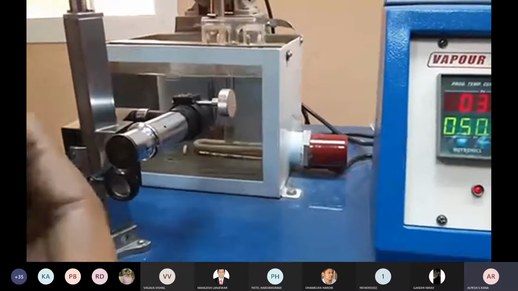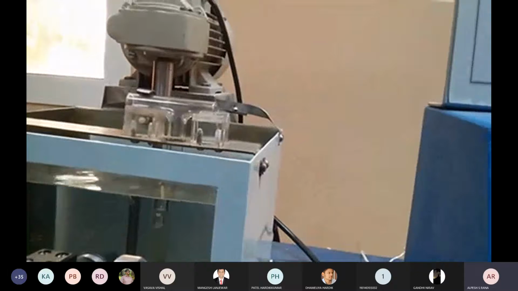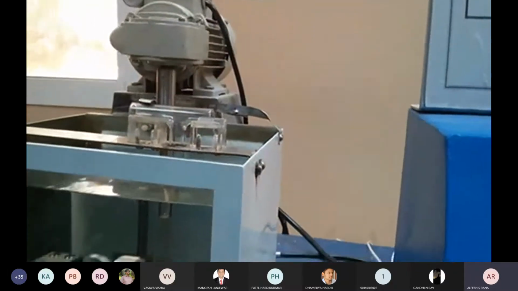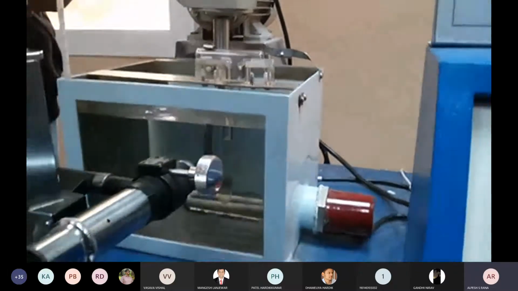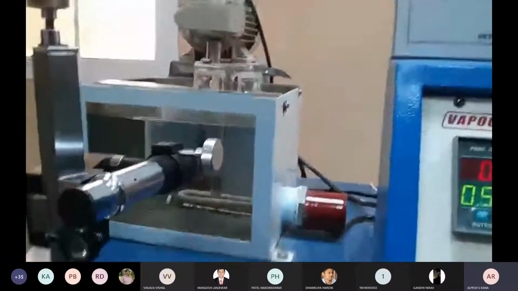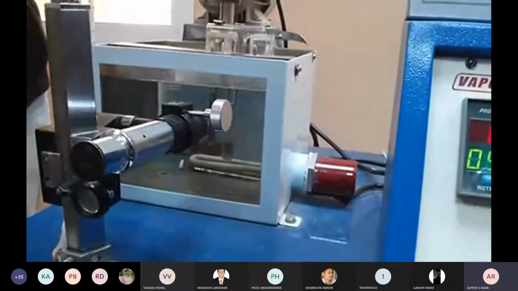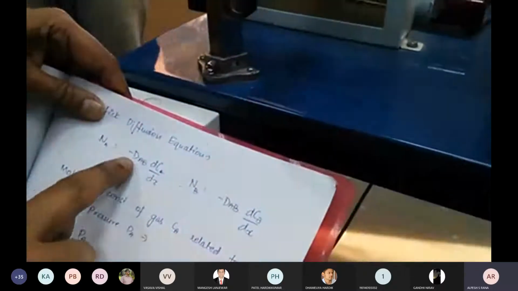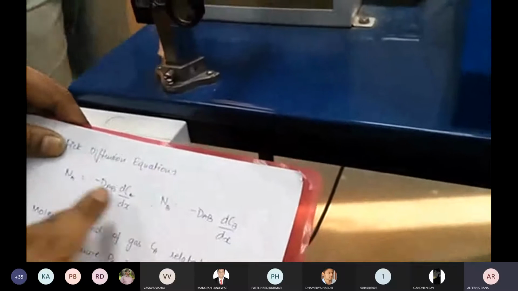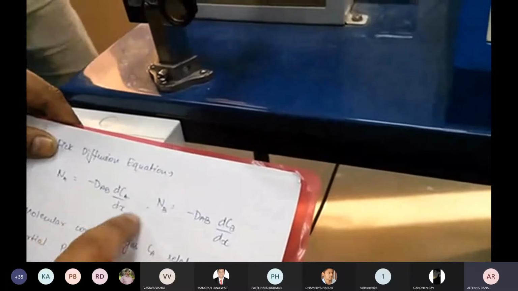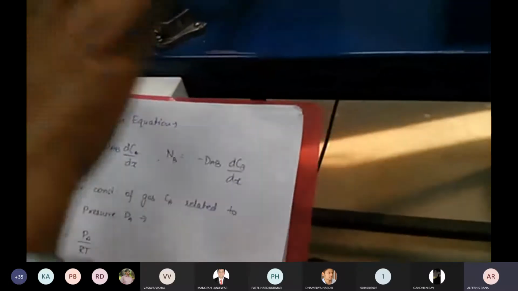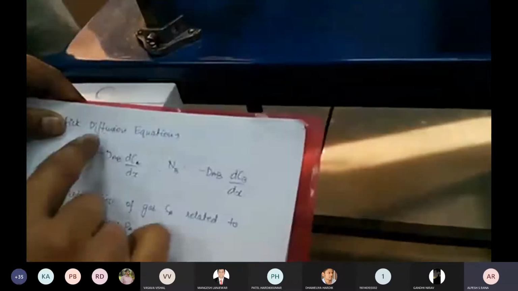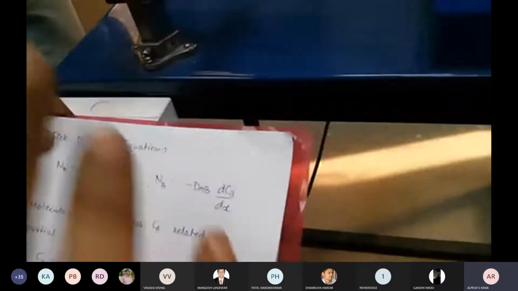So we just fill the acetone in the test tube and we want to measure at what rate it is diffusing into atmospheric air. So in this experiment, A is the liquid acetone and B is the surrounding atmospheric air. So I need to find out the diffusion of acetone into atmospheric air, which is proportional to the concentration gradient dCA by dx. So the purpose of this experiment is to find out the diffusivity DAB.